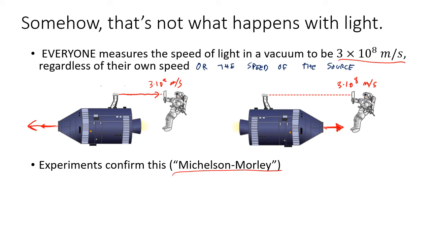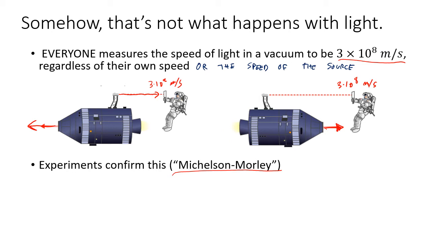So a laser light being shined from the Earth in the direction of the Earth's rotation and against the direction of the Earth's rotation should have different properties, but it does not. No matter what you do, you cannot observe a laser traveling at a different speed through a vacuum.